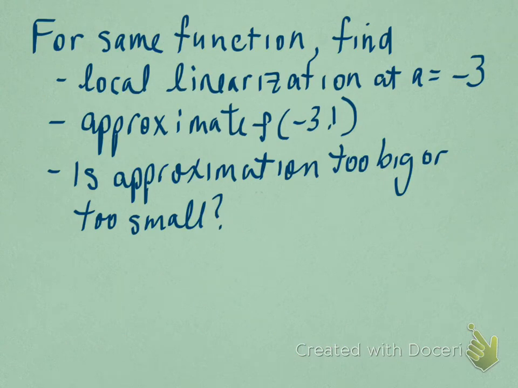Okay, so for the same function, find the local linearization at a equals minus 3, use it to approximate f of negative 3.1, and answer the question, is the approximation too big or too small? So what I recommend that you do is try this and then come back and watch my solution.